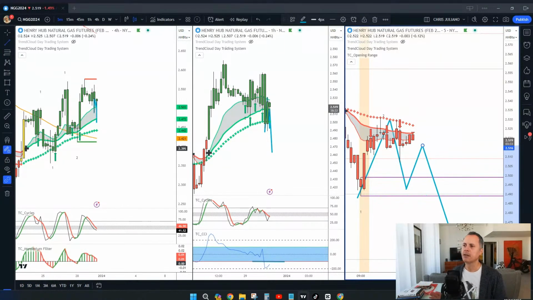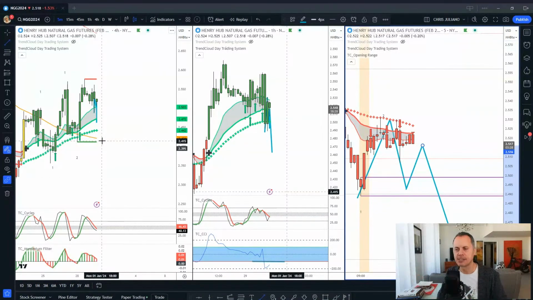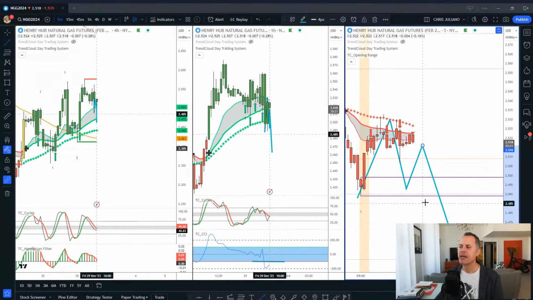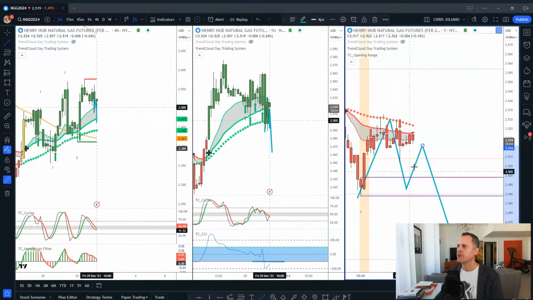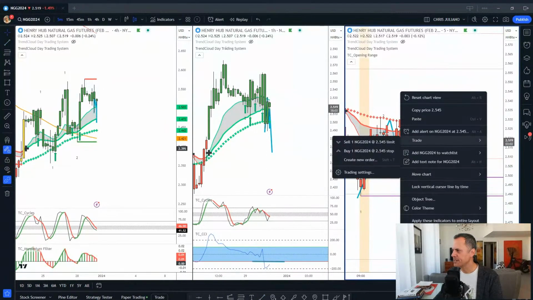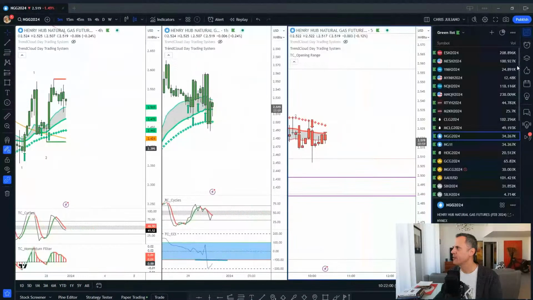Everybody get that? Everybody understand that? So when we see mixed signals on our TrendCloud system, we want to stay away. We want to only take a strategy like the opening range breakout, retest of the opening range breakout, when we have all the elements on TrendCloud pointing in one direction, right? Okay, so that is the lesson for today, guys. Hope you guys enjoyed this.